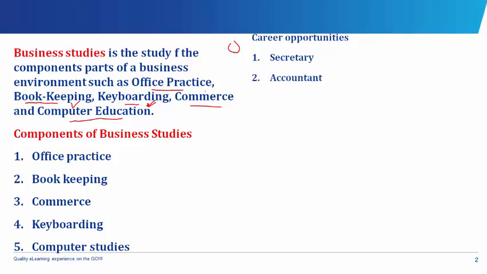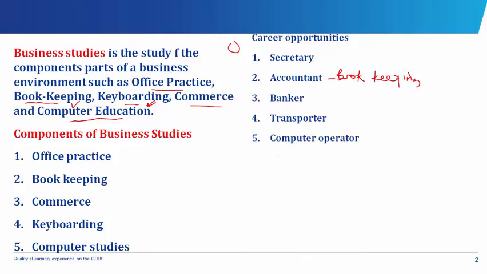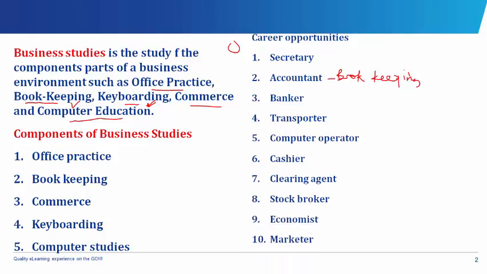Then also an accountant needs to have a high level knowledge of bookkeeping, so that's mostly what you do, bookkeeping. Okay, then a banker, a transporter, computer operator, cashier, clearing agents, stockbroker, economist, and also a marketer. These are very huge opportunities down there for you to graduate. When you graduate, these are very good things for you to do. Now, that's why you need to pay special attention to bookkeeping.